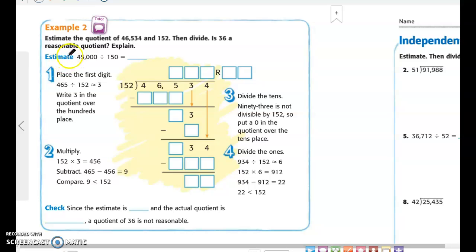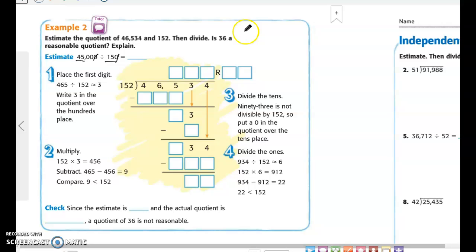Okay. So it says estimate 45,000 divided by 150. How can I do that? We could bring down a 0. Yeah, whatever we do to one side, we must do that to the other side, right? So now I have the number 15, and I'm just going to focus on the number 15 and the number 45. So how many times can 15 go into 45?